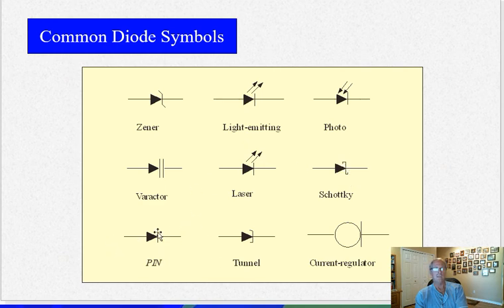Pin diode doesn't get its own symbol, it's just a regular diode symbol. And a tunnel diode has these little ears on the cathode going back, and the current regulator diode looks like a current source.